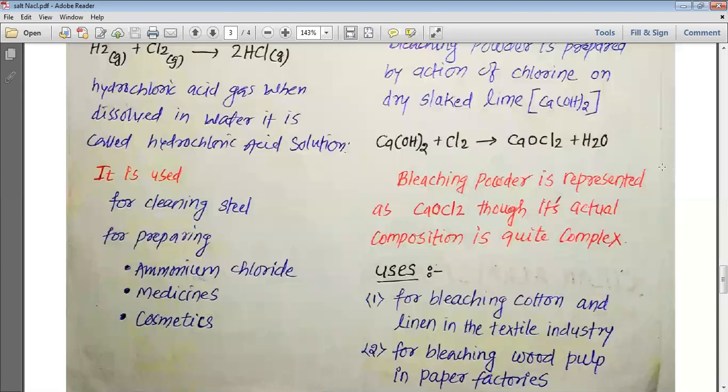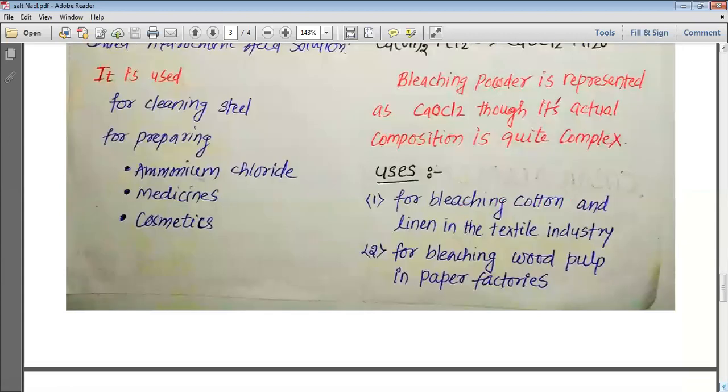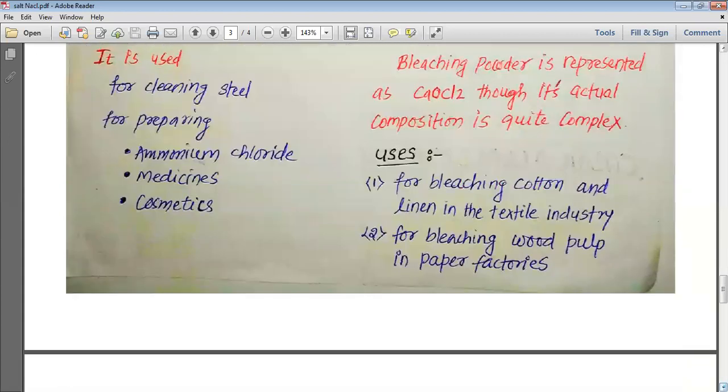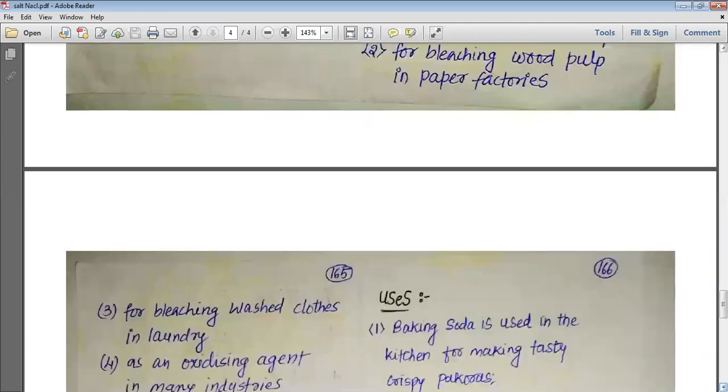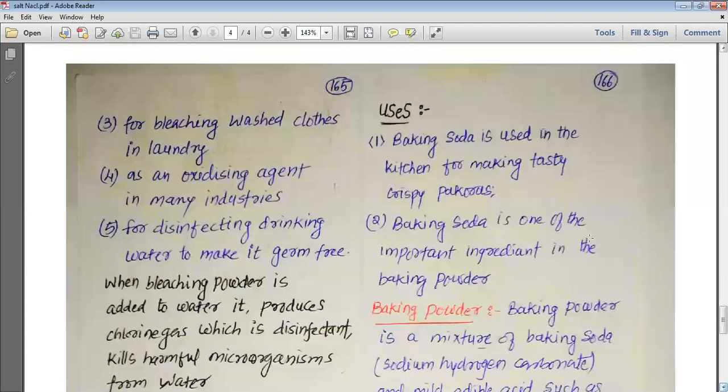Bleaching powder is represented as CaOCl2, but actually it has a very complex structure. The various uses of bleaching powder are for bleaching cotton and linen in the textile industry, for bleaching of wood and pulp in the paper industry, for bleaching washed clothes in the laundry, as an oxidizing agent in many industries, and for disinfecting drinking water to make it germ free.